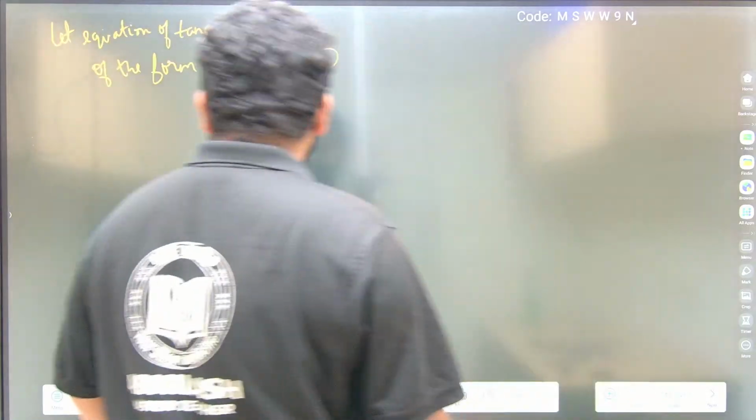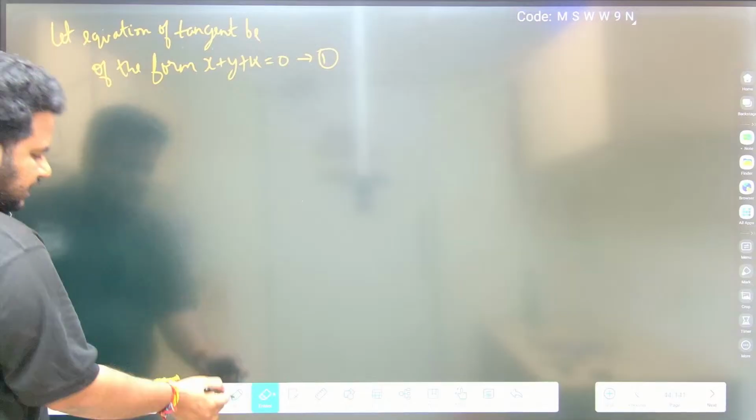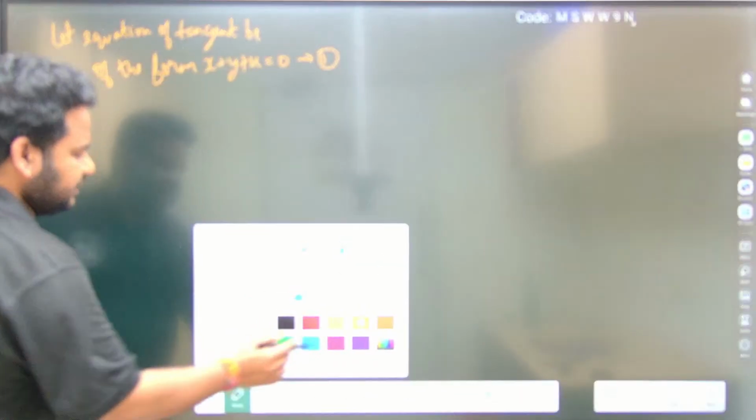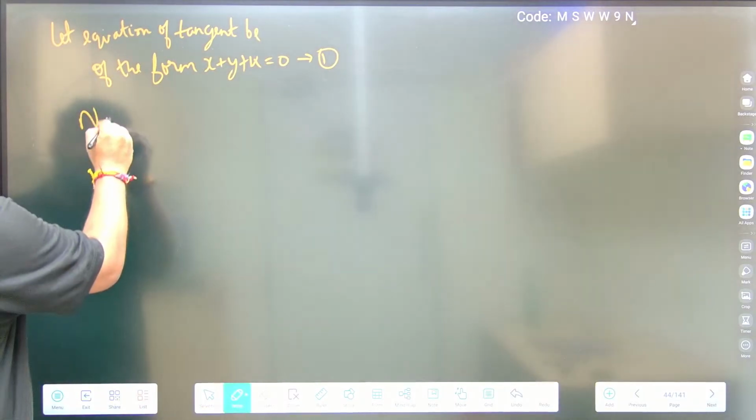For that, first let us find out radius. Now you would write each and every step in detail. You would write the reason everywhere. Then only you will get full marks. So see here. Now radius.